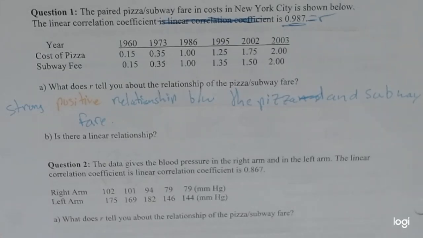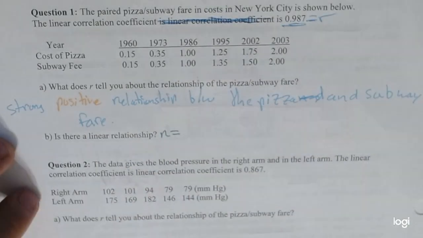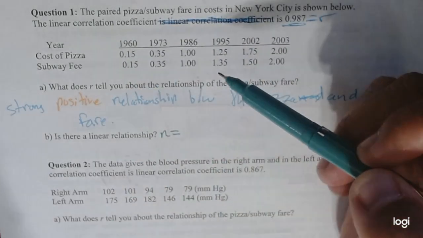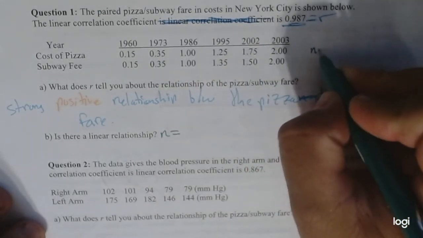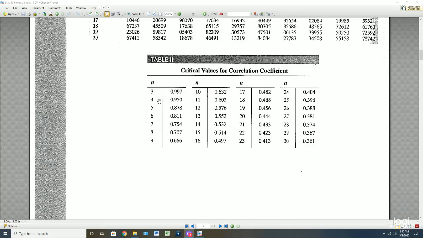All right, and the next one, B: is there a linear relationship? So that's what we're going to talk about right now. We just talked about how to find the critical value. First off, we have to find n. Remember, n is the number of paired data values, so it doesn't matter what x and y are. We just count 1, 2, 3, 4, 5, 6. We have 6 pairs, so n is 6. Now we go to our critical value table. n is 6, so our critical value is 0.811.